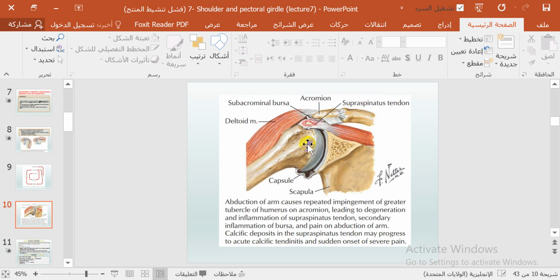Here the main pathology which occurs, as you see, this is the rotator cuff, and this is the subacromial bursa, which may undergo friction beneath the acromion bone and the greater tuberosity, and here leads to friction and vascular lesion, and a degenerative process occurs in the tendon.